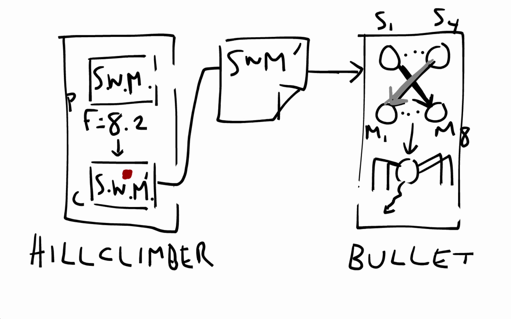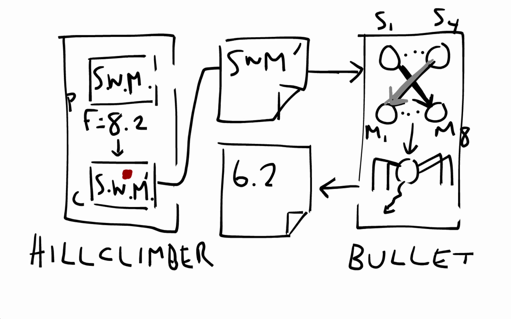which causes our robot to move in a different way. We're going to again record how far the robot moved away from the origin. We're going to write that out to a text file, and maybe in this case, the child synaptic weight matrix caused the robot to only move 6.2 units away from the origin, compared to the parent, which caused the robot to move 8.2 units away. So the fitness of the child is only 6.2.